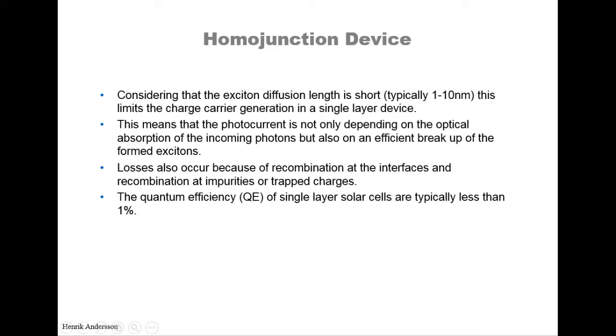Considering that the exciton diffusion length is short, this will limit the charge carrier generation in a single layer device. This means that the photocurrent is not only depending on the optical absorption of the incoming photons, but also on an efficient breakup of the formed excitons. Losses also occur because of recombination at the interfaces and recombination at impurities or trapped charges. The quantum efficiency of single-layer solar cells is typically less than 1%.